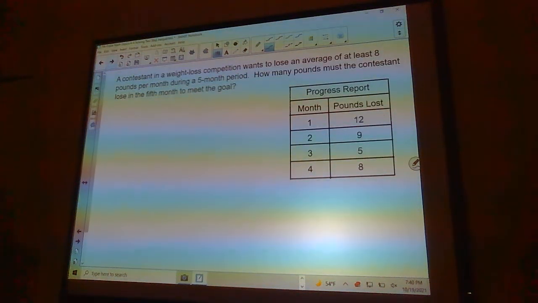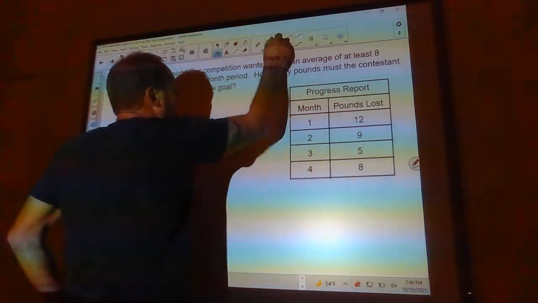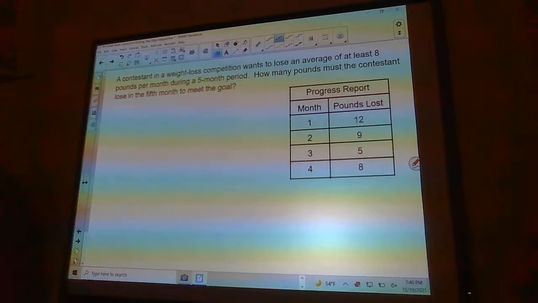All right, a contestant in a weight loss competition wants to lose an average of at least 8 pounds per month during a 5-month period. How many pounds must the contestant lose in the 5th month to meet the goal? Okay, so here's the deal. We know how to find an average. You add them up, you divide by however many numbers you have, and that's your average, right?